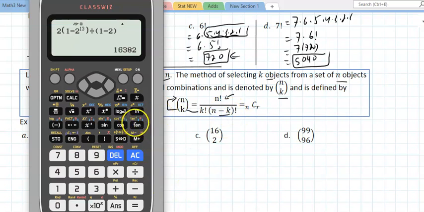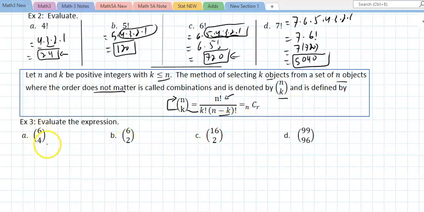It's a key on your calculator. You've got to find it, and it's right there. It's C. So right there, nCr. There's nPr, we're not going to worry about that. So when I say what's this, I want you to write it out first. That's 6 factorial divided by k factorial, 4 factorial, and the difference of those.